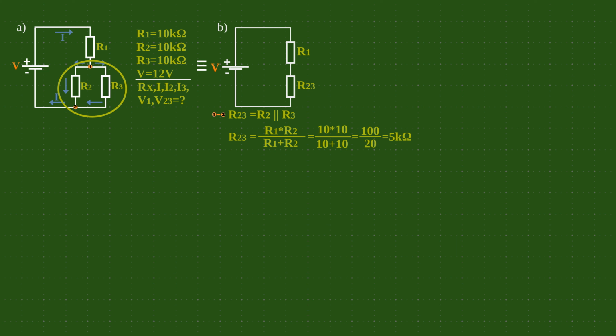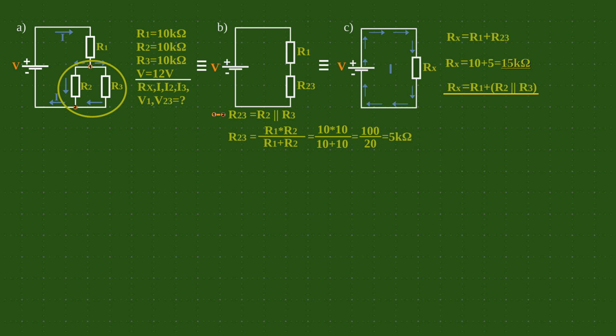be simplified. Diagram B shows that we now have a classical series circuit consisting of resistors R1 and R2-3. We calculate the total resistance. Now that we know the total resistance, we can easily calculate the total current I.